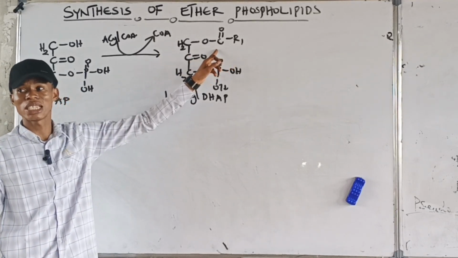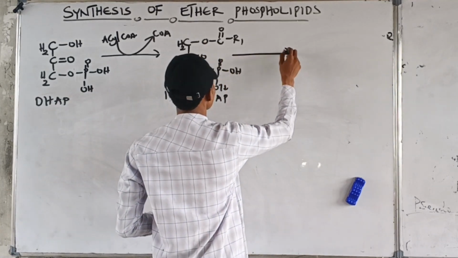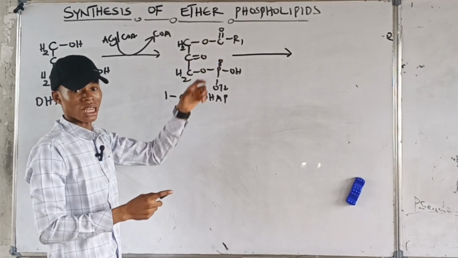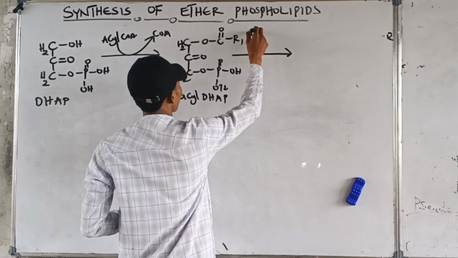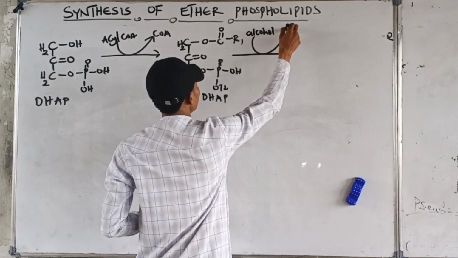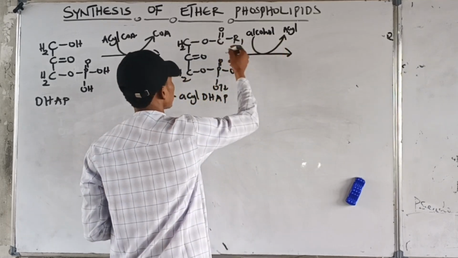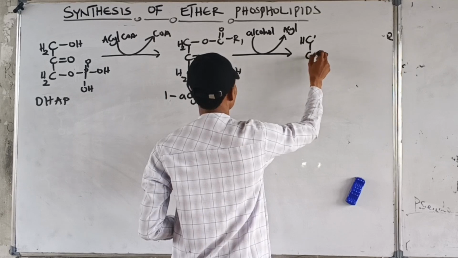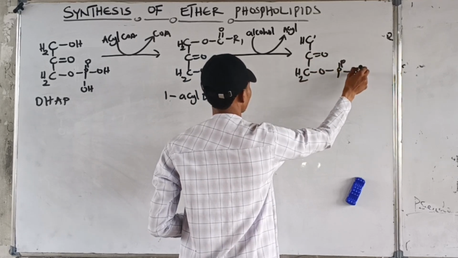But we are not interested in synthesizing an ester fatty acid. What we are interested in is synthesis of what? Ether fatty acid. So to synthesize our ether fatty acid, we have to remove this ester group and put an ether. So we have to remove this fatty acid and put an alcohol. So alcohol comes in and the acyl group leaves. So now if alcohol is coming in, we'll be having this.